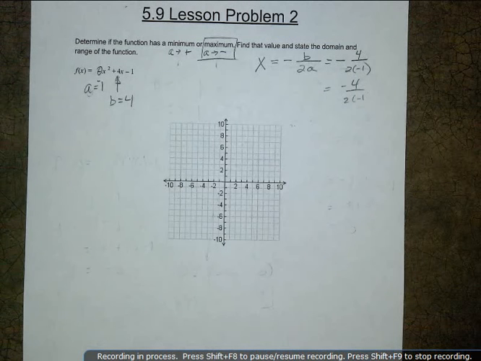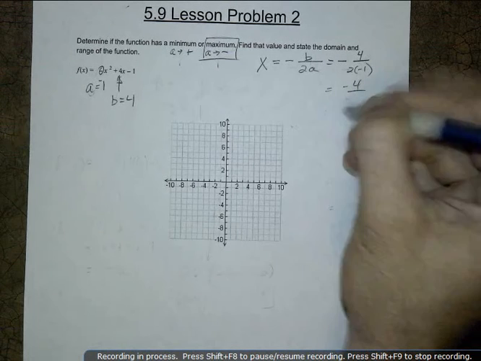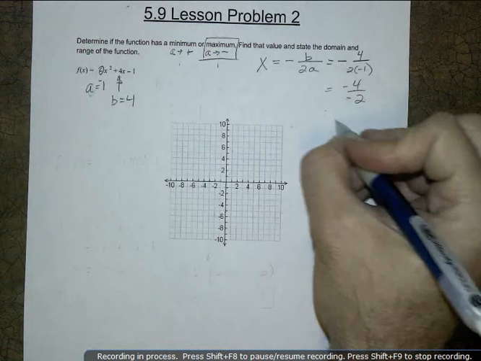So 2 times -1. See, we do everything in pencil. If we make mistakes, I want to fix something, replace it. So -4 divided by -2 is +2.